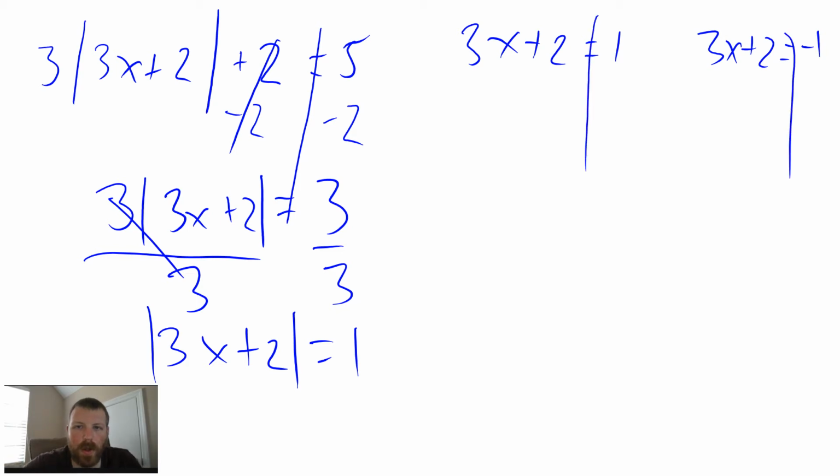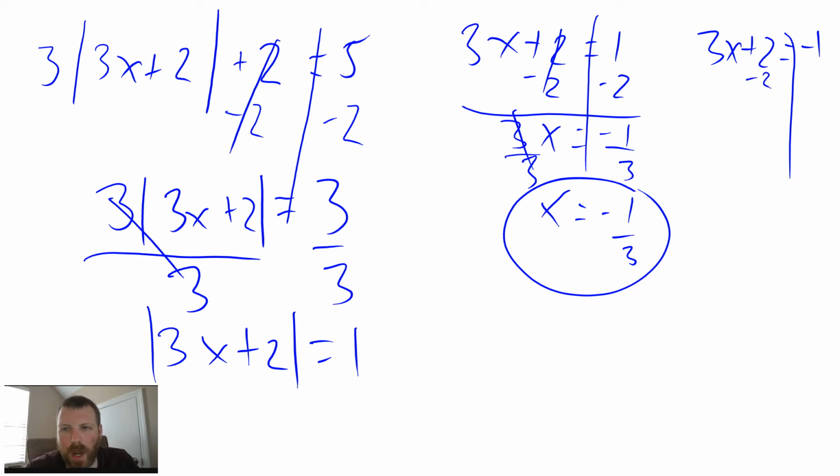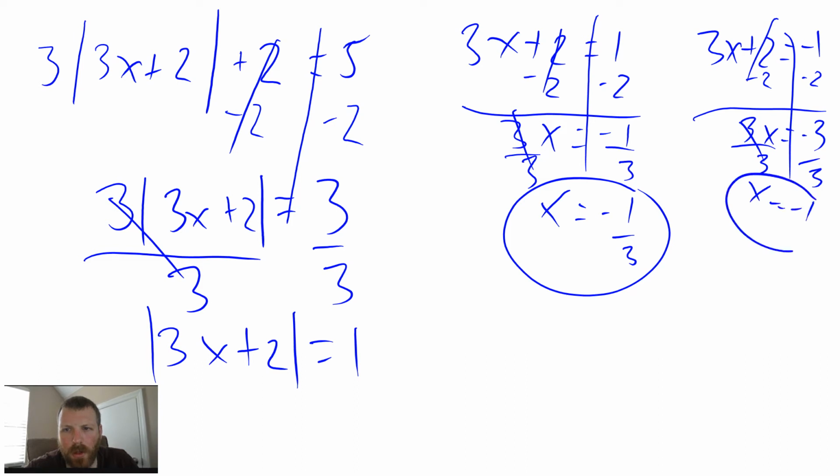Let's solve both of these equations. So to do that, we subtract 2, bring down our 3x, get negative 1. Divide by 3, x equals negative 1 over 3. We'll do the same thing to the other side. So we're going to subtract 2. We're going to get 3x equals negative 3. Divide by 3. x is going to equal negative 1.